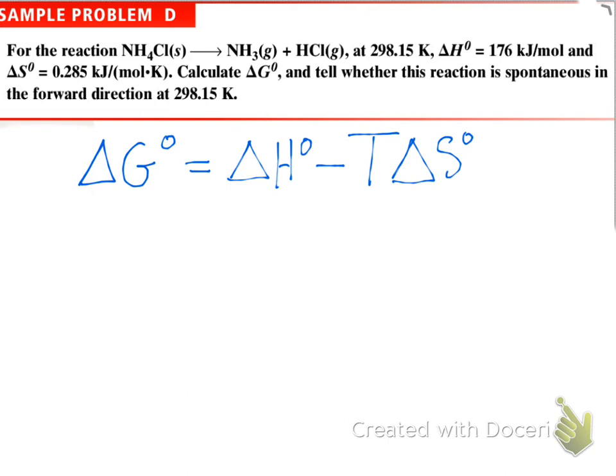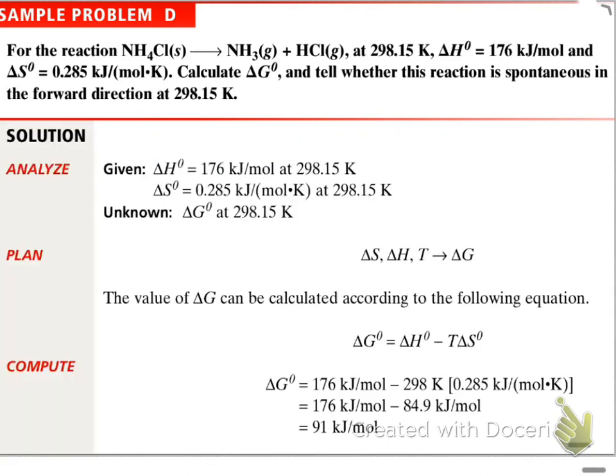This is a matter of just writing down your given information and plugging in. It's really easy. Given information: the change in H is 176 kilojoules per mole at that temperature. The change in S is 0.285 kilojoules per mole times Kelvin at that specific 298.15 Kelvin. The unknown is the change in G at that temperature. I have the change in S, the change in H, and T, and I'm trying to find the change in G. So we simply use the equation I just wrote out, and we plug everything we know in.